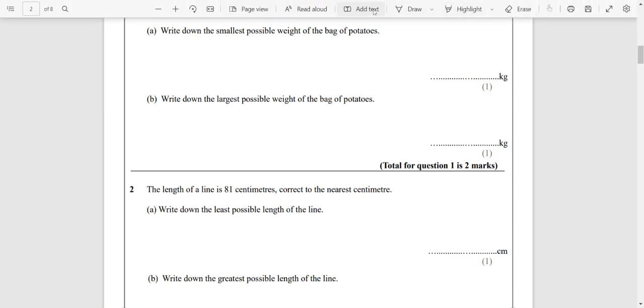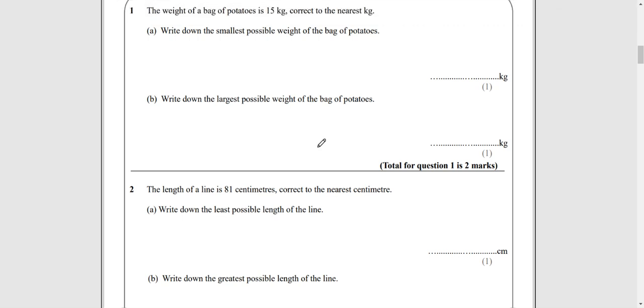We are going to start with the first question, and I'm going to show you my method that I like to use for error intervals. The question says the weight of a bag of potatoes is 15 kilograms, correct to the nearest kilogram. Write down the smallest possible weight of the bag of potatoes, and then at the bottom it says write down the largest possible weight.